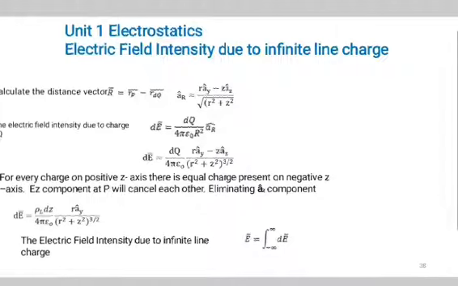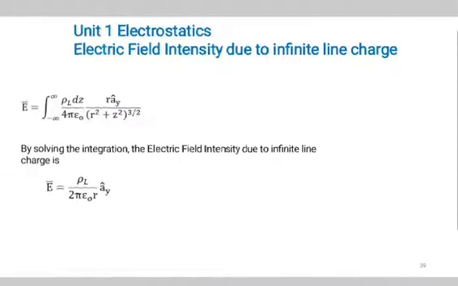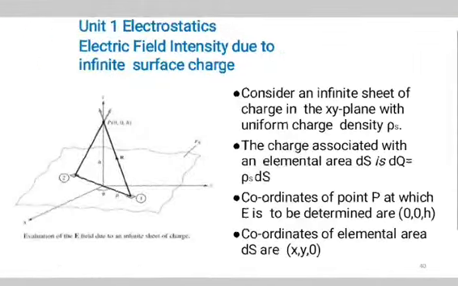So the next point we will see in the next lecture. We will see this slide also. The electric field intensity E bar, we can write this equation like this: it is rho L by 2 pi epsilon 0 R bar. This is the electric field intensity due to the infinite line charge.